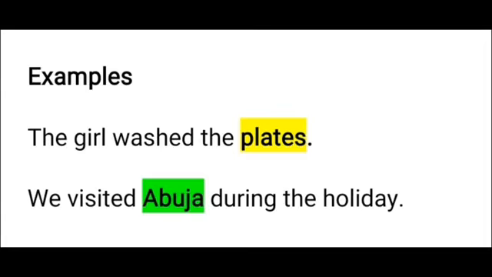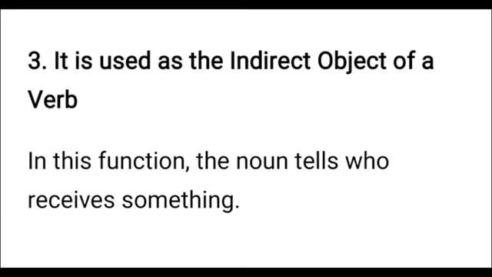Let's look at some examples. The girl washed the plates. The noun here is plates, and it receives the action washed. Sentence 2. We visited Abuja during the holiday. The noun here receiving the action is Abuja. Function number 3. It is used as the indirect object of a verb. This means that the noun in question is going to receive the direct object.